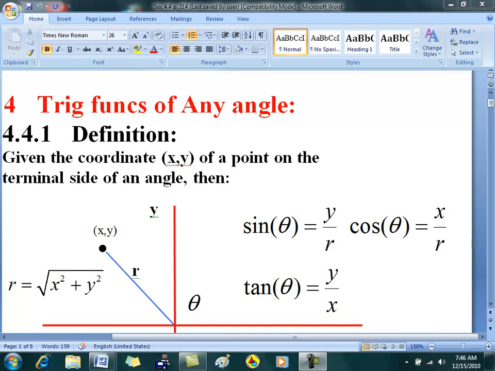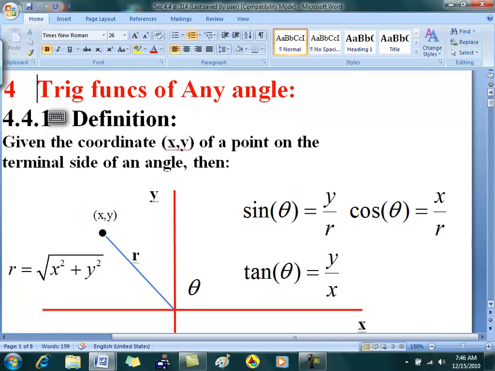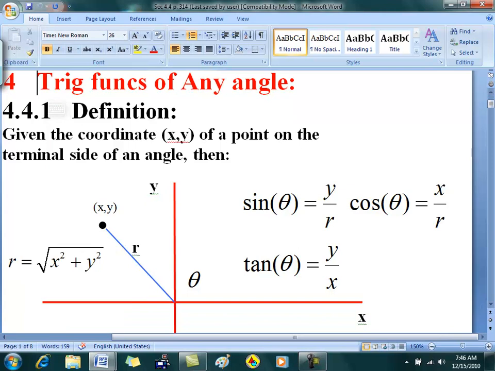All right, so I want to start out with finding the trig function of any angle, okay? So get this diagram down.